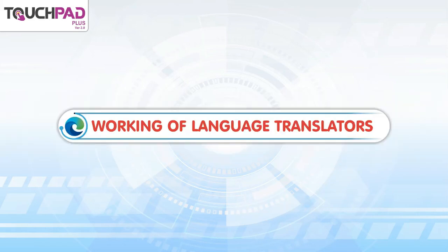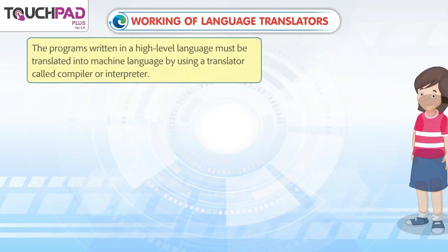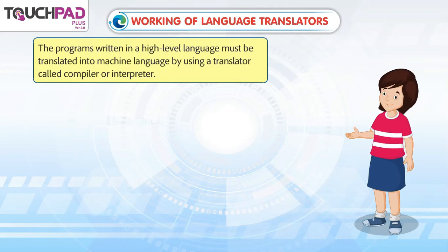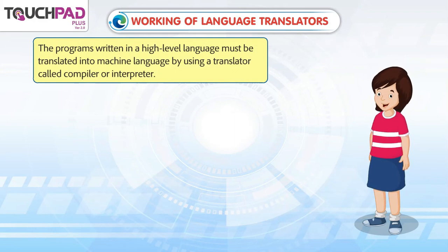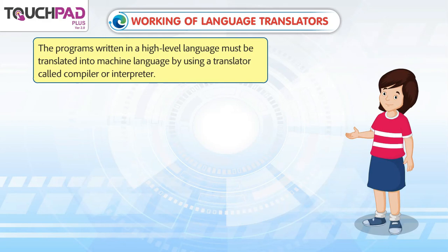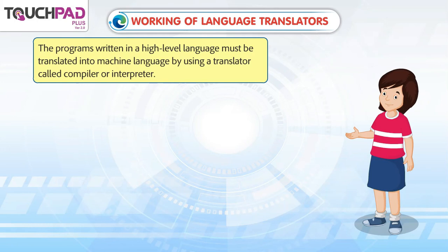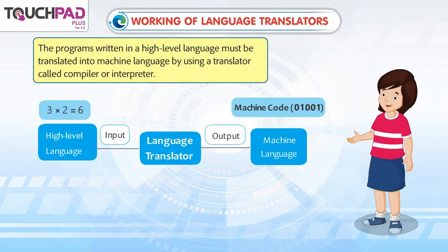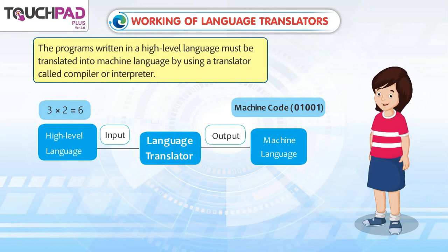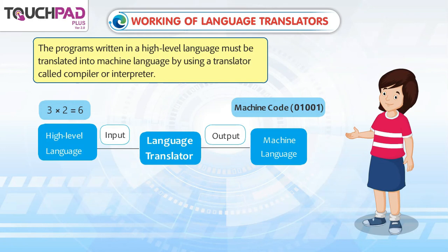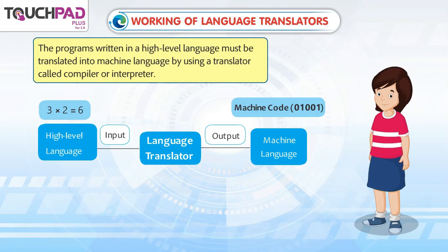Working of language translators. The programs written in a high-level language must be translated into machine language by using a translator called compiler or interpreter. 3 multiplied by 2 is equal to 6. That's a high-level language input. Language translator is used, which gives the output, that is the machine code 01001, which is the machine language.